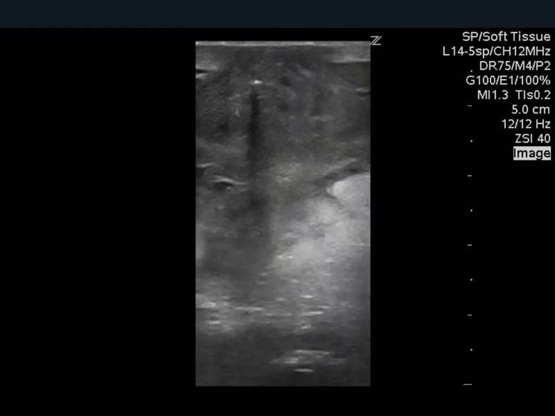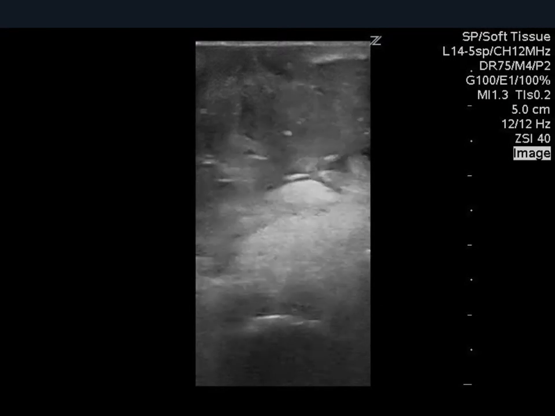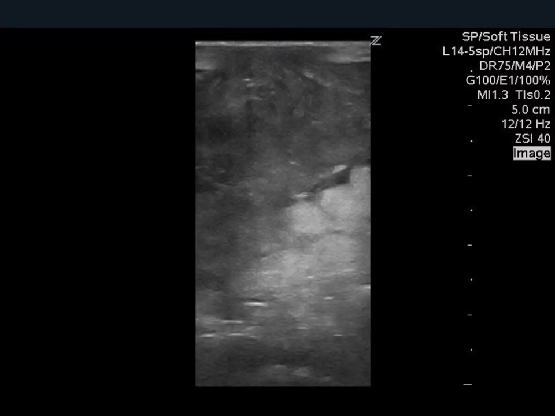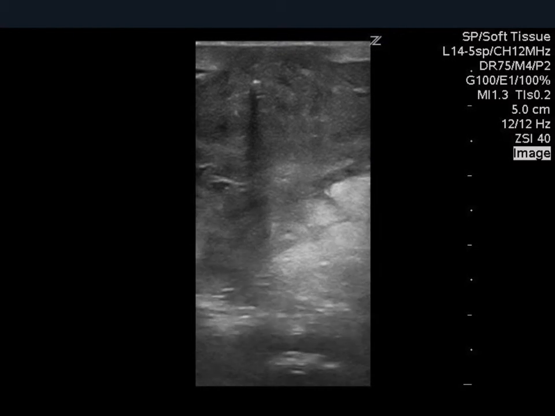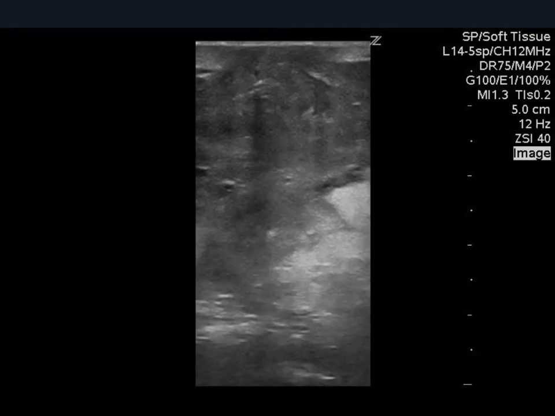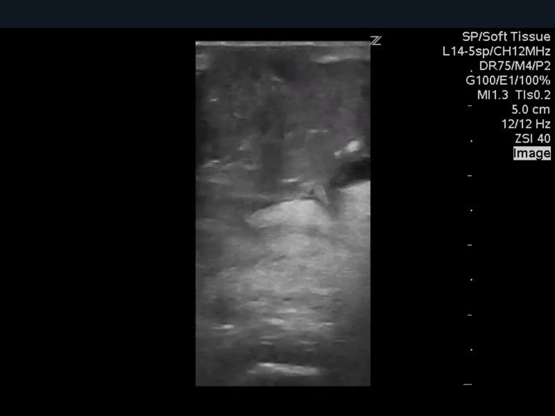Next, we check to see if there is any swirling or squishing when compressed. In this case, it's difficult to tell, but there doesn't seem to be any swirling. Now, this could just mean that it's old and it's been solidifying, or it could be that it's not an abscess. In this case, the next step, as always, is to put on color flow.